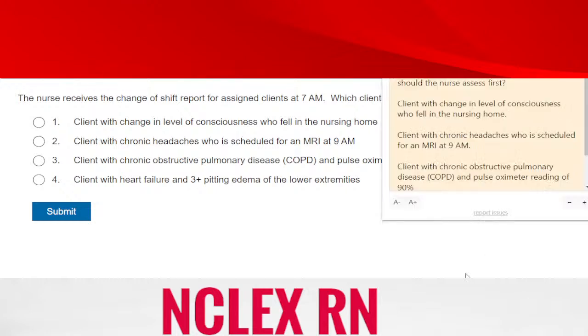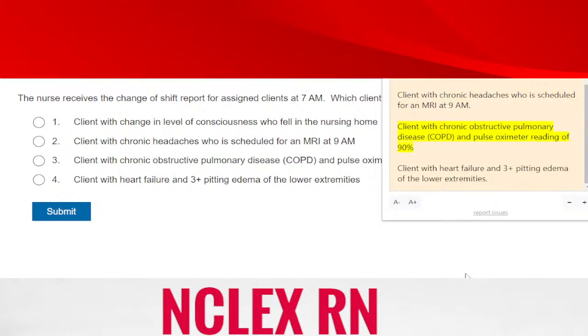The nurse receives the change of shift report for assigned clients at 7 a.m. Which client should the nurse assess first? Client with change in level of consciousness who fell in the nursing home. Client with chronic headaches who is scheduled for an MRI at 9 a.m. Client with chronic obstructive pulmonary disease, COPD, and pulse oximeter reading of 90%. Client with heart failure and 3+ pitting edema of the lower extremities.